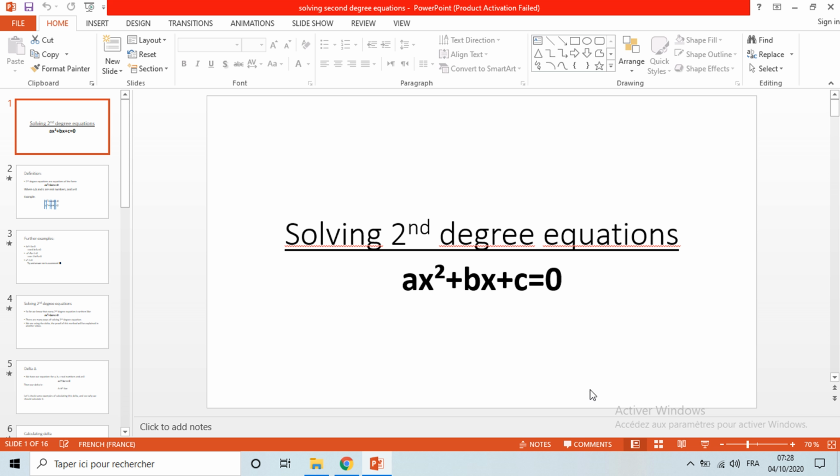Today we're going to learn how to solve second degree equations using the quadratic formula. So let's dive in.